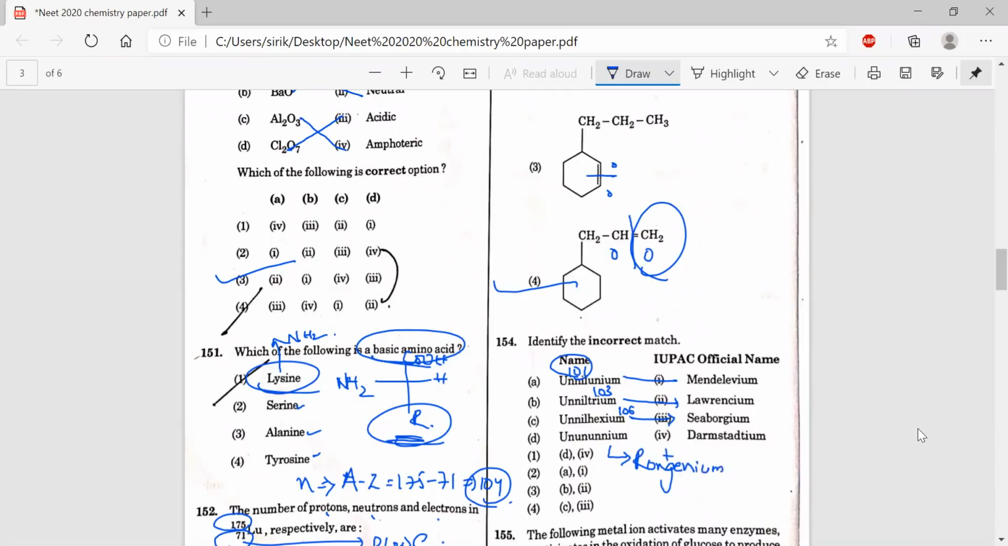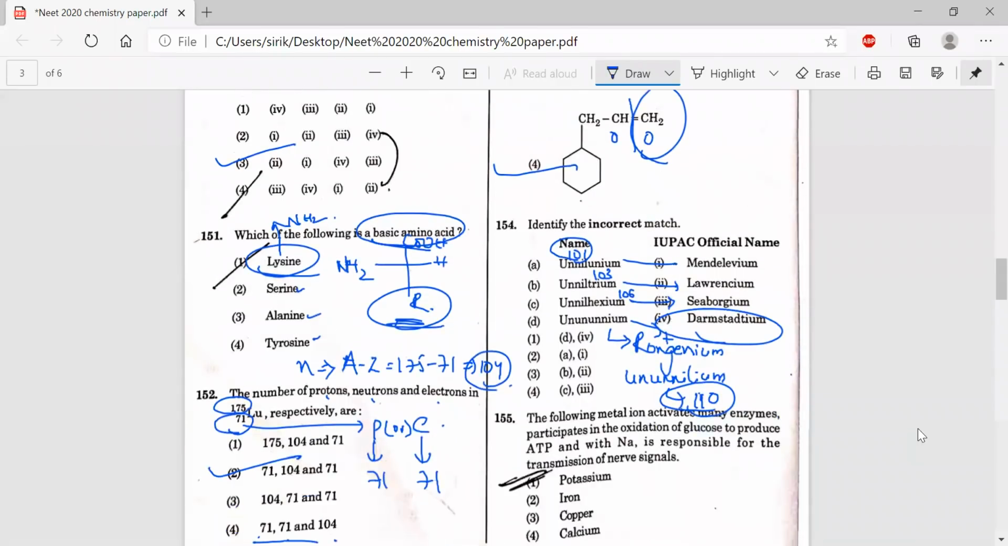So this is the incorrect option. Thermostatium is unylium. Actually, unylium. This is 10110. So this is an incorrect option. D, the fourth one, is not correct. So this is the option which is not correct.